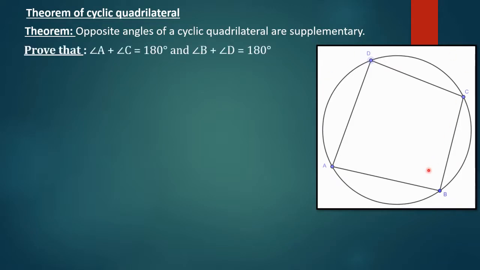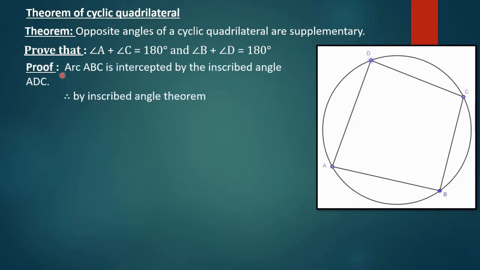We have to prove that the opposite angles of the cyclic quadrilateral are supplementary. That means the sum of the opposite angles is 180 degrees. So we have to prove that angle A plus angle C is equal to 180 degrees and angle B plus angle D is equal to 180 degrees.